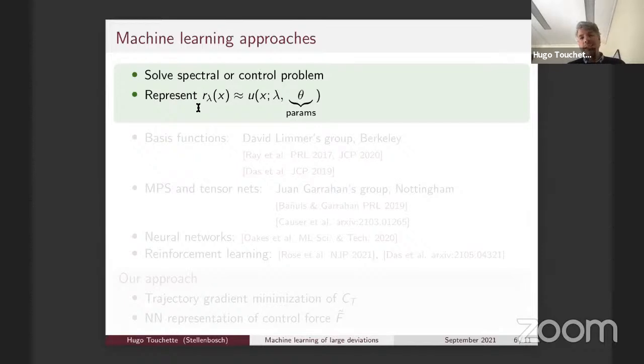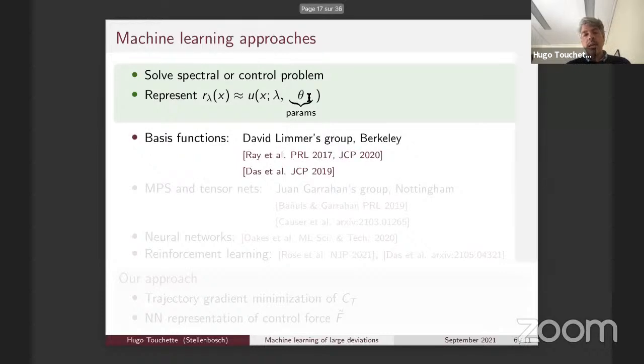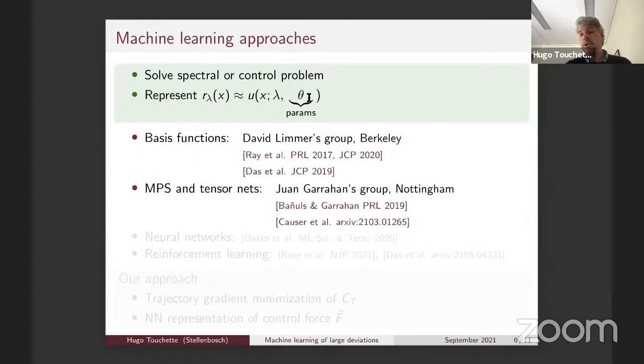So a natural approach is that you want to approximate the eigenfunction in some basis of functions. So you want to approximate this using some function u that has a bunch of parameters. And so this is the architecture that you're going to use to approximate that eigenfunction. There are many possible choices, and in the past people have used basis functions like the Fourier basis to represent the eigenfunction, or Lagrange polynomials, or Legendre polynomials, and different things. A lot of work has been done on this by David Limmer's group at Berkeley. I'm putting some references here.